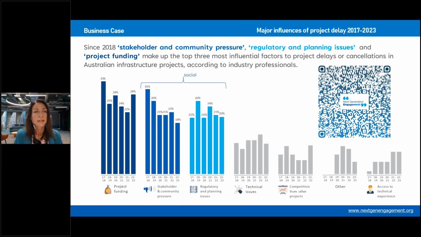What else tells us about the business case? Year on year in the State of Infrastructure and Engagement Survey, we ask infrastructure sector professionals during the past year, on all the projects on which you were working, what were the major influences of project delays or cancellations? And year on year since 2018, the top three elements are stakeholder and community pressure, regulatory and planning issues, and project funding. So of those top three major influential factors year on year, 2 out of 3 are social. 2 out of 3 ain't bad in telling us that the social really matters.